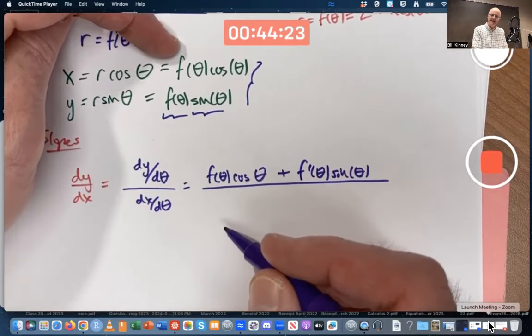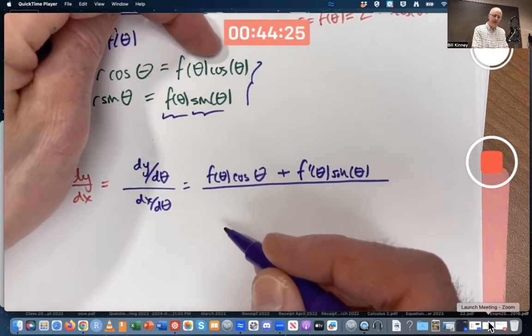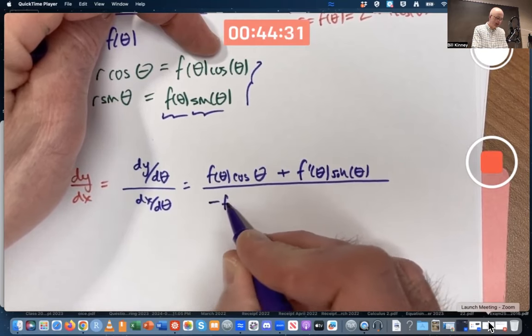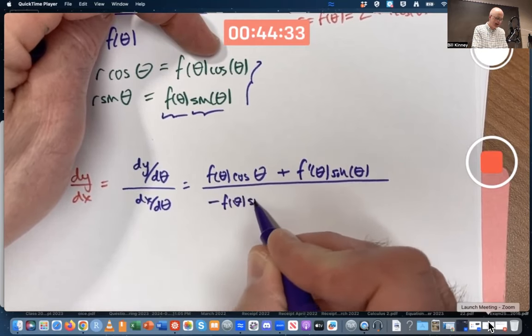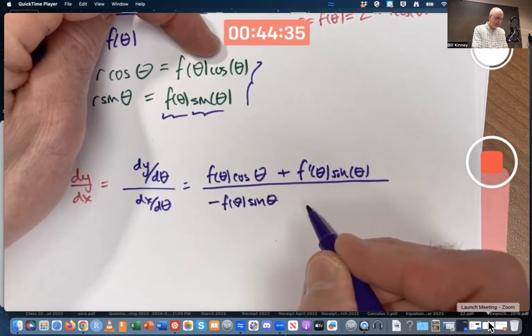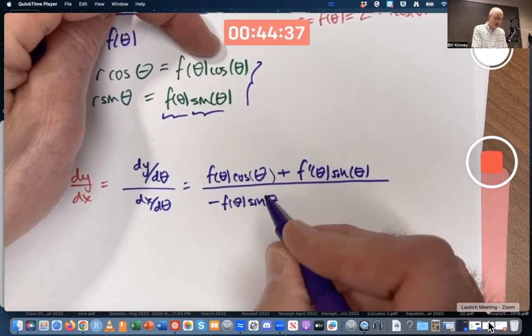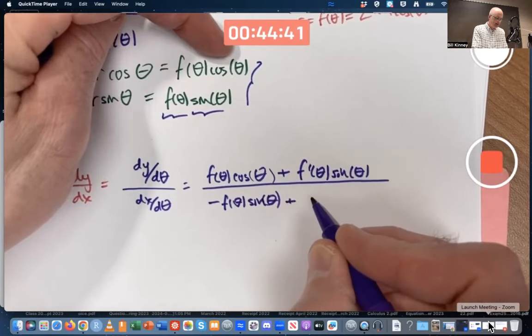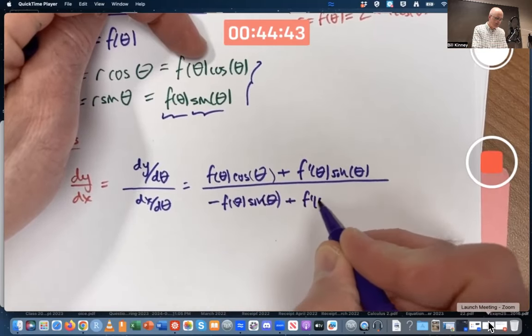Do the same kind of thing on the bottom, except with this equation instead. Left d right is f of theta times the derivative of cosine theta, which is negative sine theta. So I'm going to get a negative sign in here, f of theta sine theta. That's left d right, plus right cos theta d left is f prime theta.